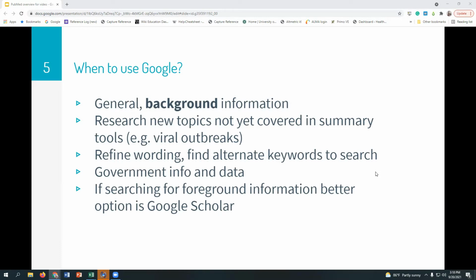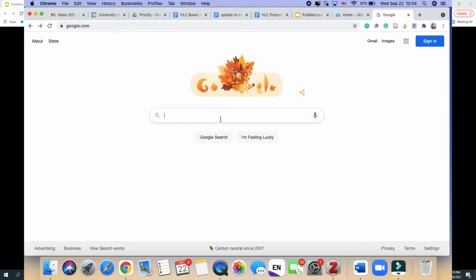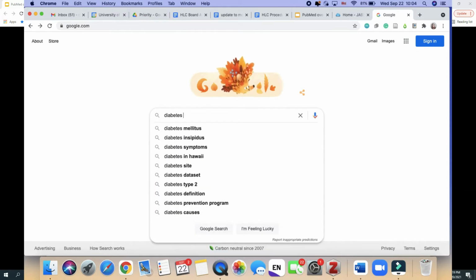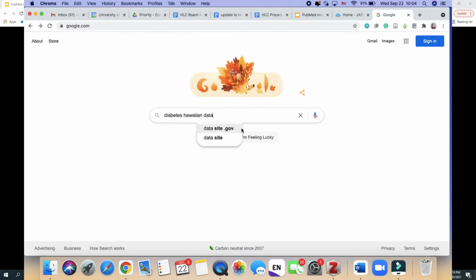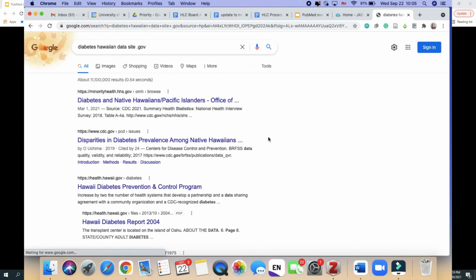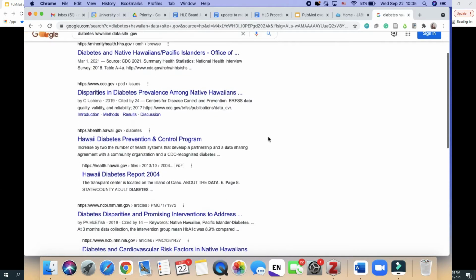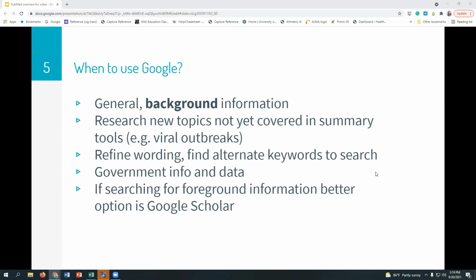And so Google can also be useful for trying to find or identify synonyms for your search terms, especially if your topic is interdisciplinary. Google's also useful to search for government information or data, such as that from the CDC or other state or local organizations, government websites. And in general, though, if you're looking for foreground information, the kind of information you need to answer research questions, you may want to use Google Scholar over Google.